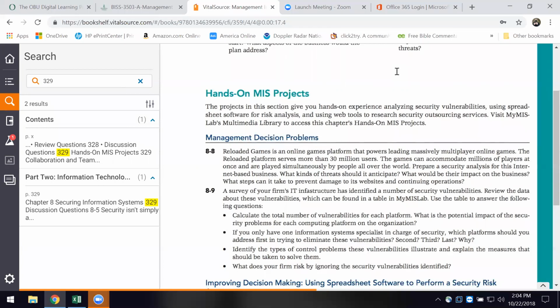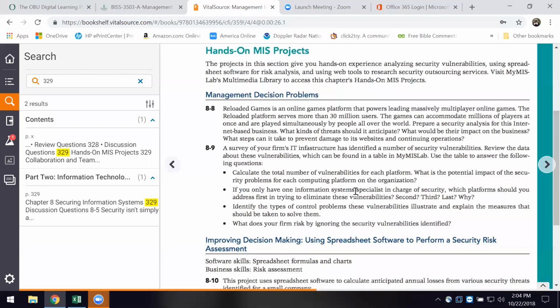The second option, now, before I go any further, in terms of, okay, what am I going to answer? Well, I think you have the questions right there. They want a security analysis, and they want the types of threats to anticipate, and the impact those could make. And steps to prevent the damage to its website and its continuing operations.